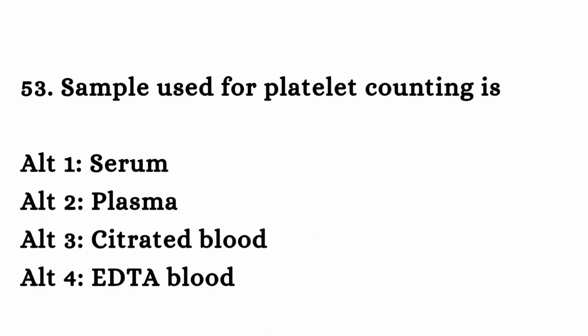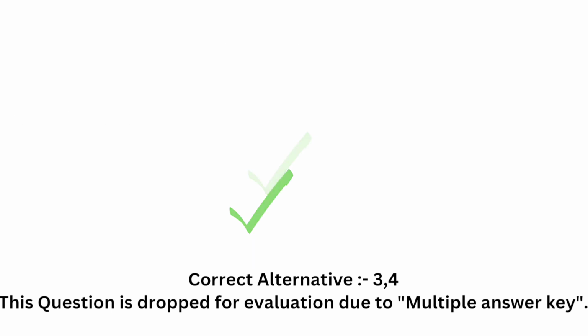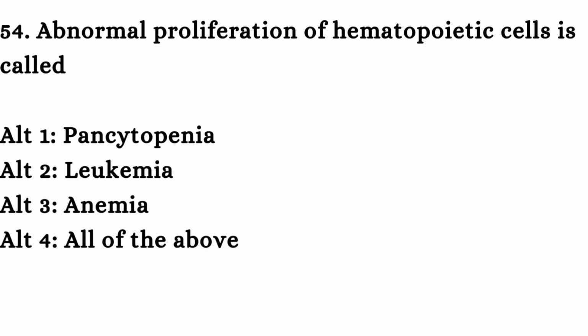Next question. Sample used for platelet counting is Option 1 serum, Option 2 plasma, Option 3 citrated blood, Option 4 EDTA blood. The right answer is Option 3 and 4. Citrated blood and EDTA blood we can use for platelet counting. So this question is dropped by RRB due to multiple answer key.